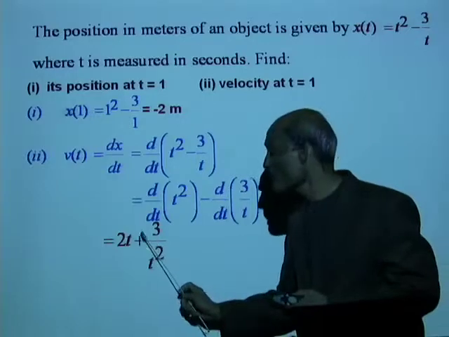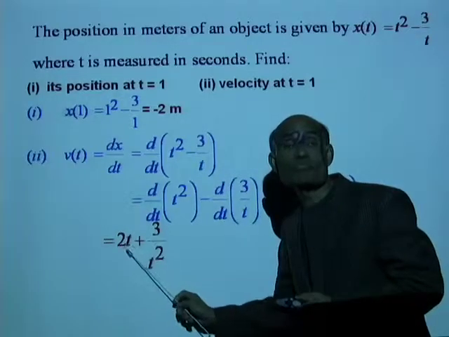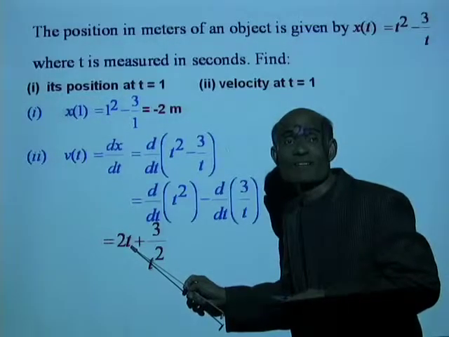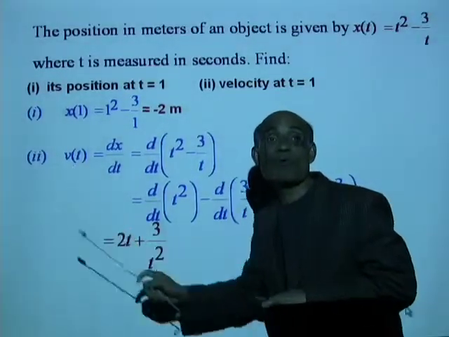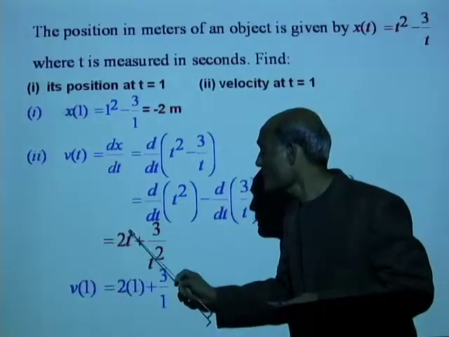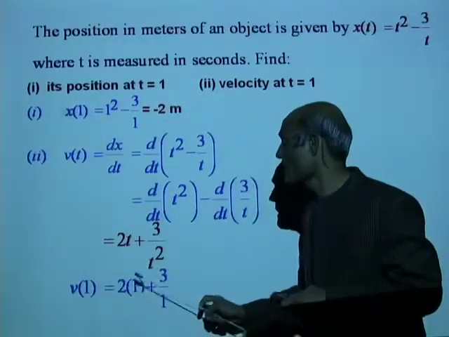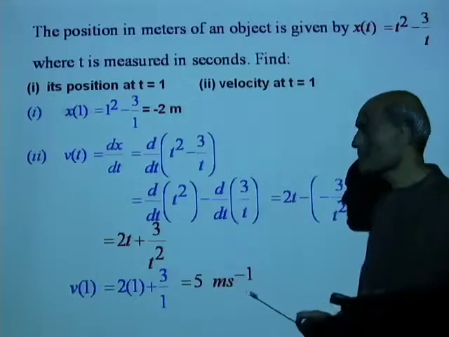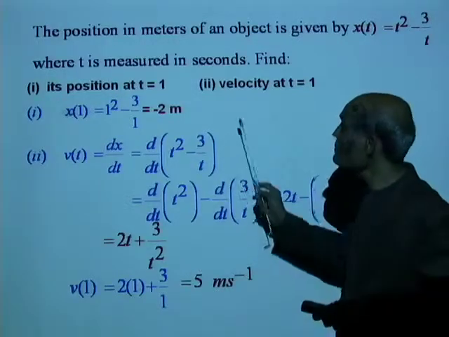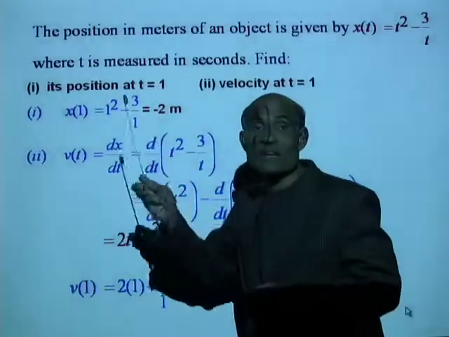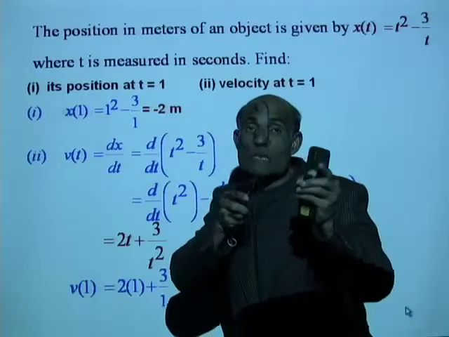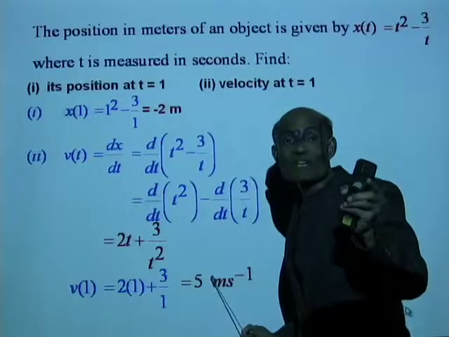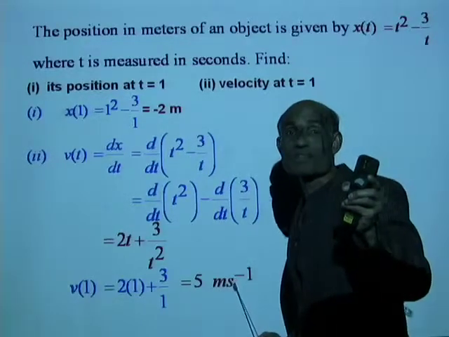In other words, we want to find the rate of change of the position function at the instant when t equals 1. In other words, we need to find v of 1. v of 1 is, replace your t by 1 there: 2 times 1 plus 3 over 1, which is 5 meters per second. What it tells you is that at t equal to 1 second, that object is 2 meters to the left of the origin, and at that instant, its velocity is 5 meters per second.